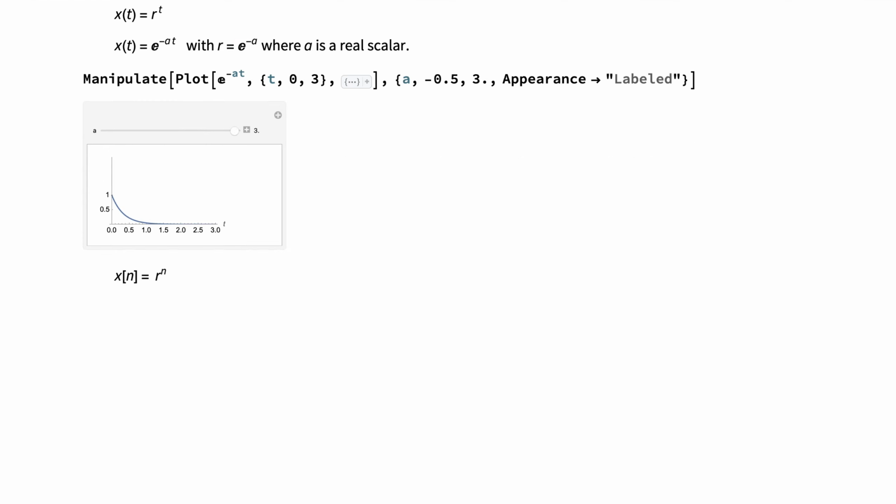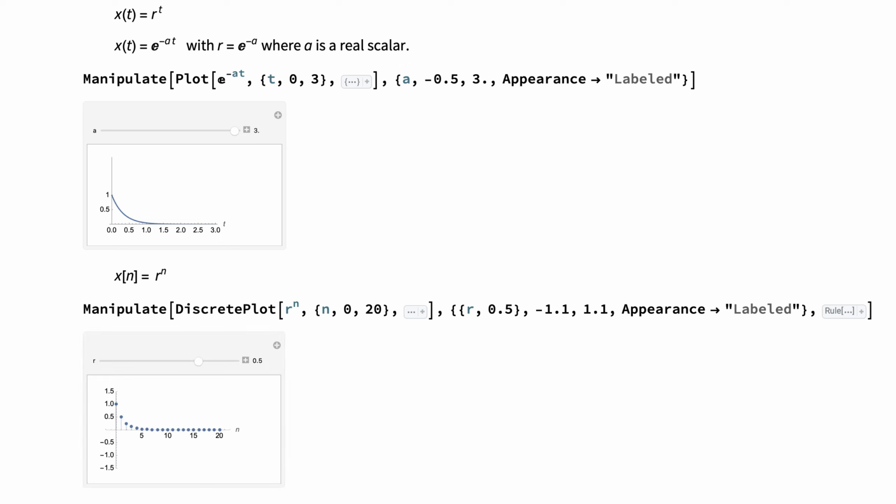Discrete time real exponential sequences are expressed as r to the power n, where r is a real number. Plotting the signal, you can see that for positive values of r which are less than 1, the signal decays geometrically. And when r is greater than 1, r to the power n grows geometrically.